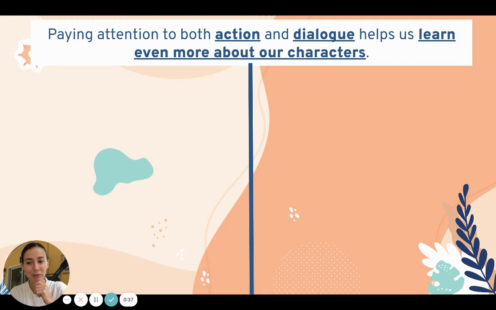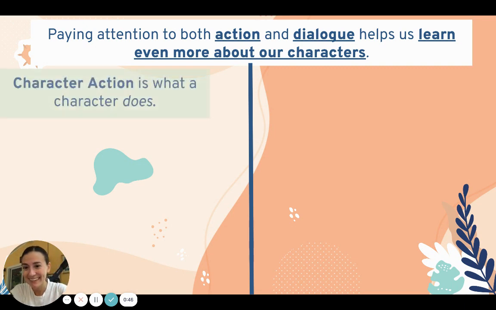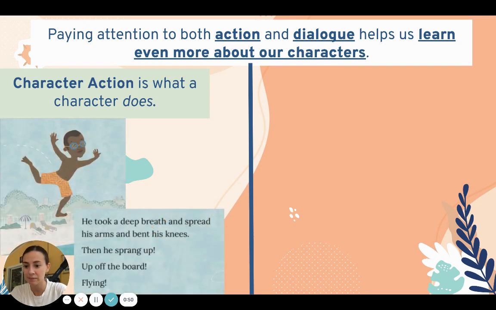Can anyone remember what character action is? Think about it. What is action? Let's hear it. Yeah, character action is what a character does. For example here, when Jabari jumped off the diving board, his jumping off the diving board was his action.